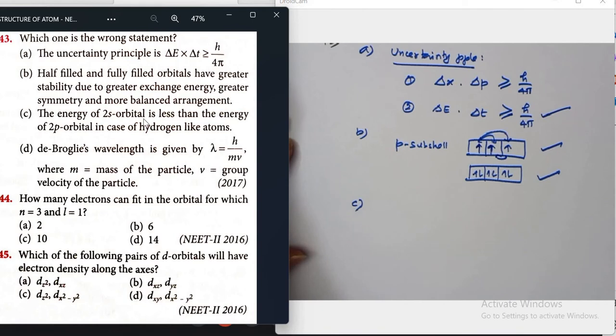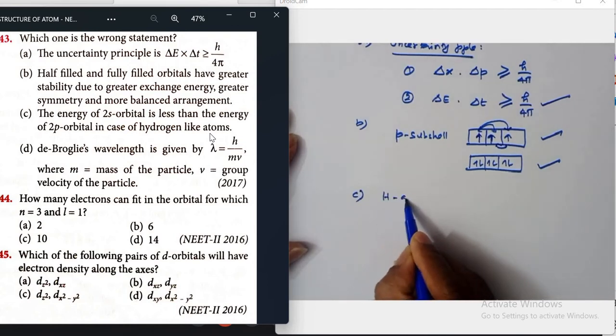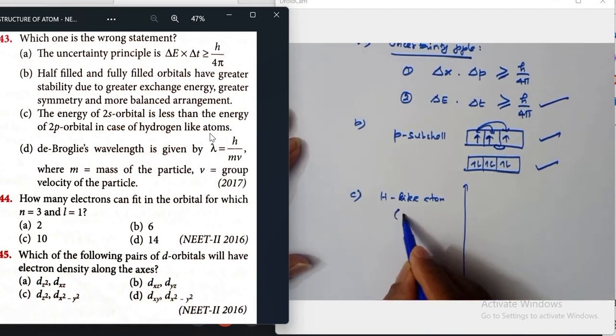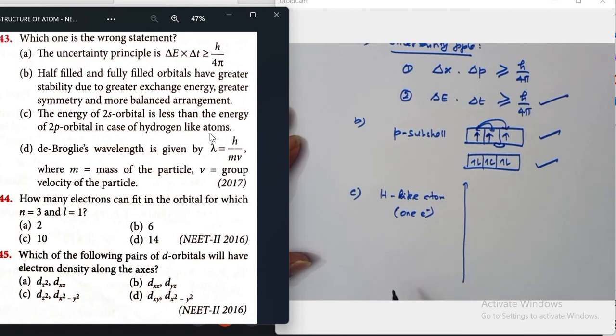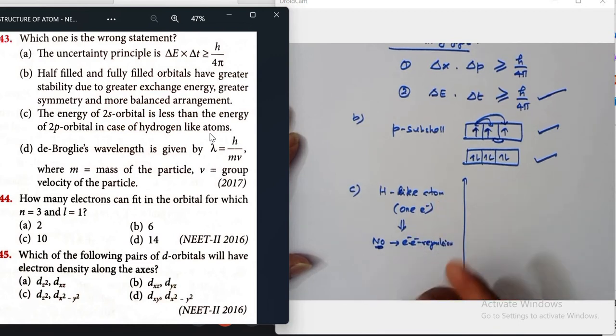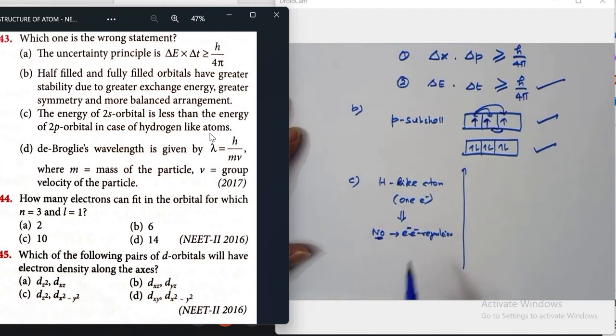The energy of 2s orbital is less than the energy of 2p orbital in case of hydrogen-like atoms. See, this is very important. In the case of a hydrogen-like atom, hydrogen-like means it consists of 1 electron. We have only 1 electron, so there is no electron repulsion, correct? Suppose if you have 2 electrons, then there may be electron repulsion. Since a hydrogen-like atom has only 1 electron, there is no electron repulsion.